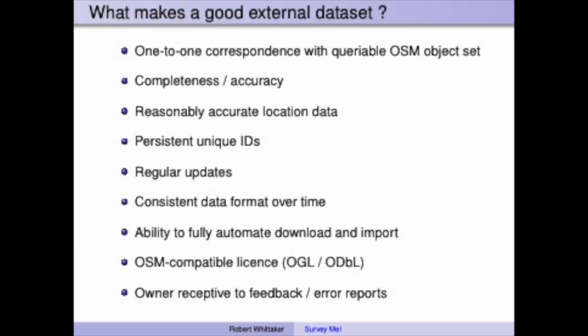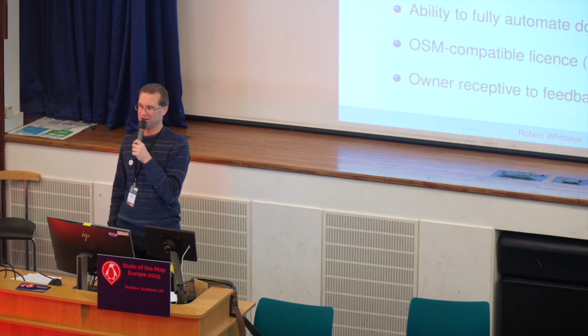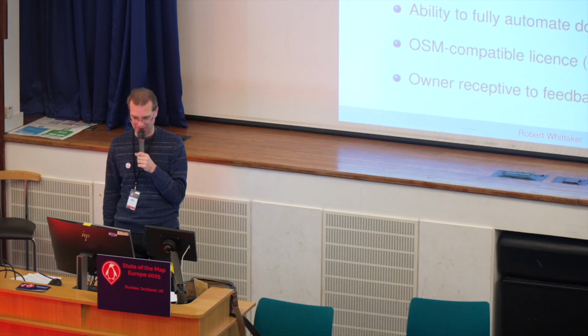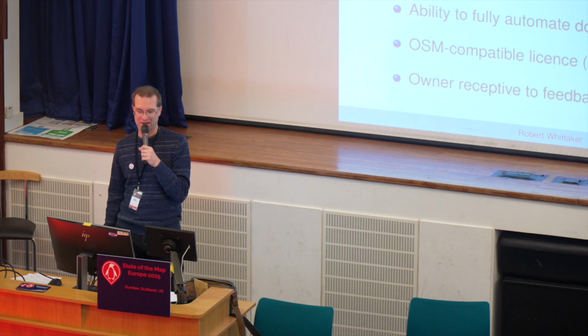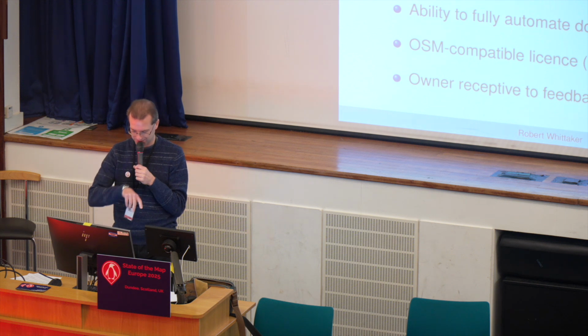Having an OpenStreetMap compatible license is really good, but you can still do these comparisons even if not, and it just flags things for people to go and survey on the ground. If you have got a license to use the data, then maybe you can do a bit more and actually use it to add things in without having to visit, if you've got good enough information about the place. And finally, having a dataset owner that's receptive to feedback and error reports is quite handy. Often there'll be mistakes in the data, and it would be nice to feed that back and get it fixed. Some people are interested in doing that, and others maybe less so.